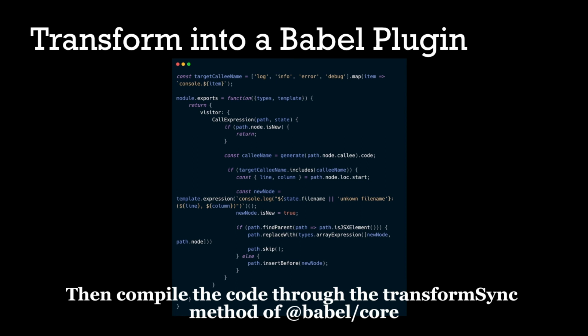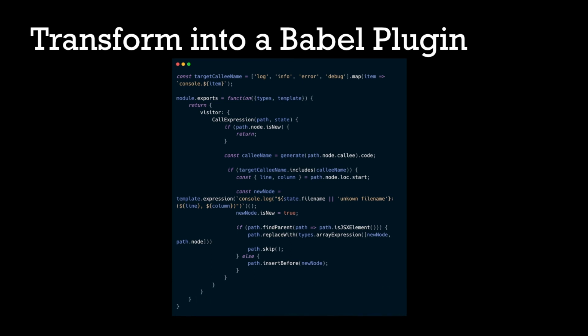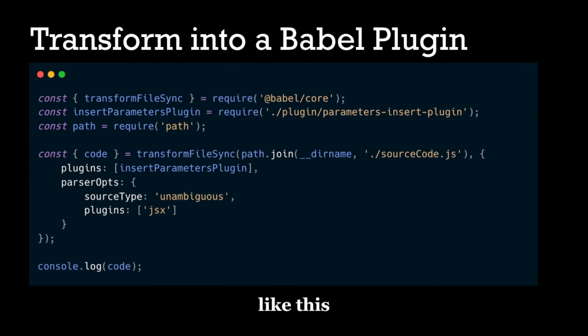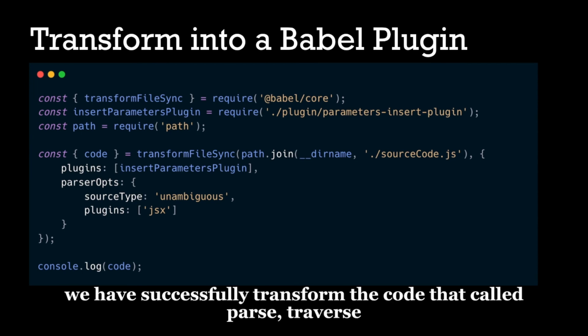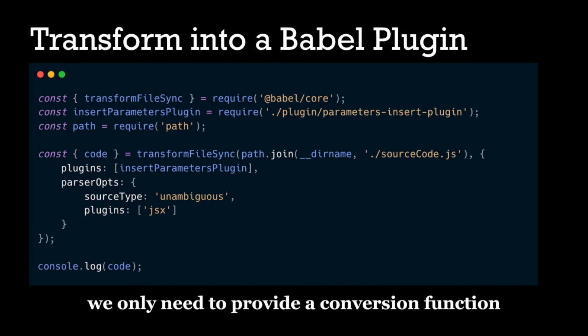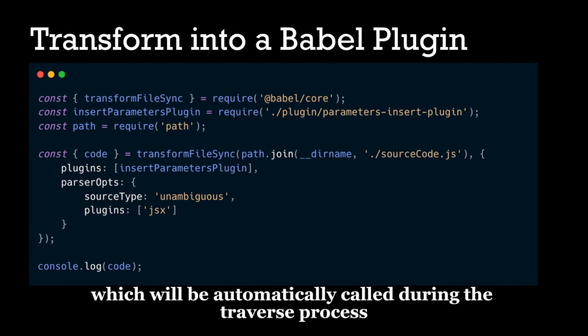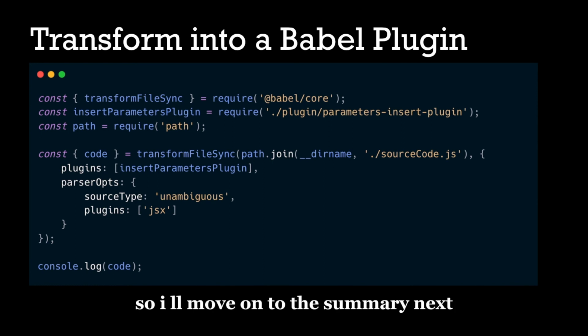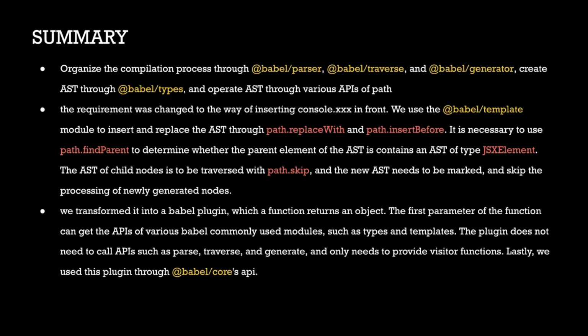The above code can easily be transformed into a plugin, which looks like this. Then you compile the code through the transformSync method of Babel and bring in the above plugin, like this. So in this way, we have successfully transformed the code that called parse, traverse, and generate into a Babel plugin. We only need to provide a conversion function, which will be automatically called during the traversal process. So I'll move on to the summary next.